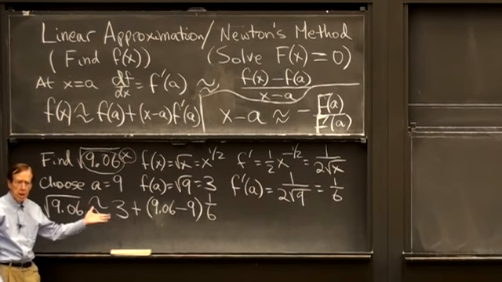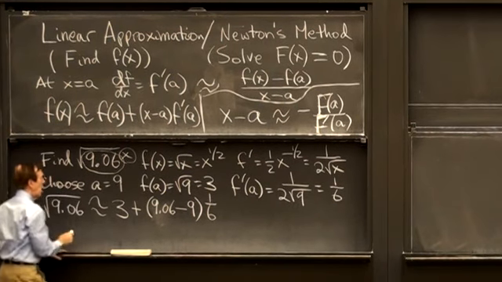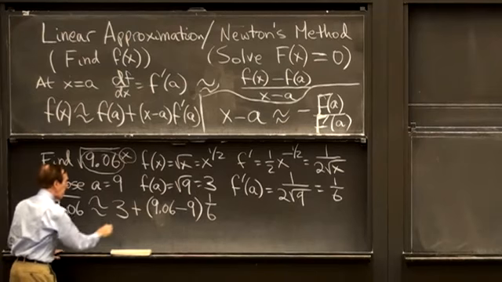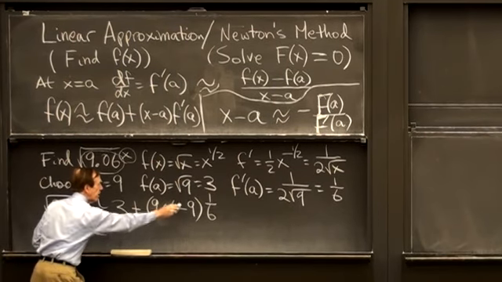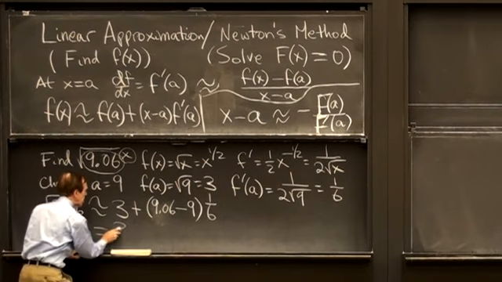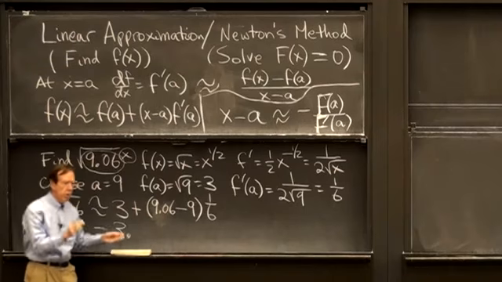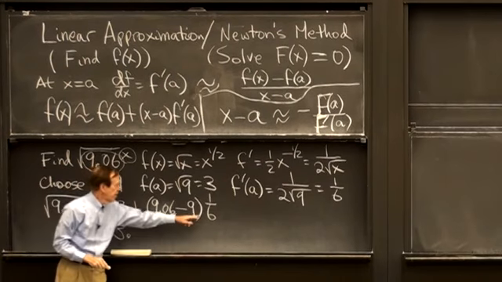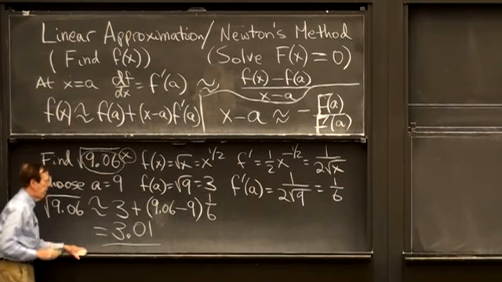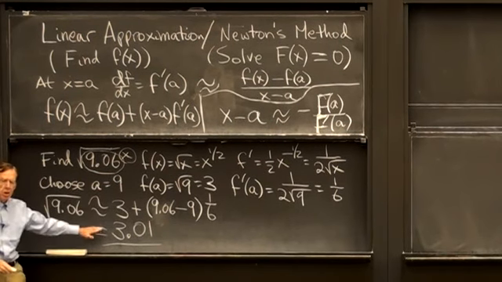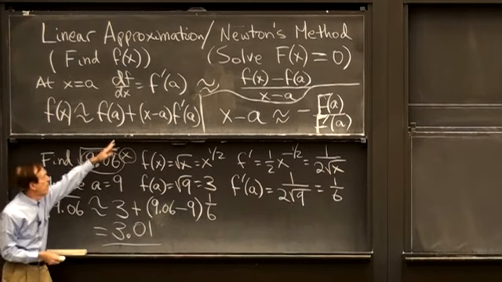That's the linear approximation, following this line to this number, which is what? 3 plus, that's 0.06 divided by 6. This difference is 0.06, divided by 6, and it's 0.01. That's the approximation, closer than 3, that comes from following the line.